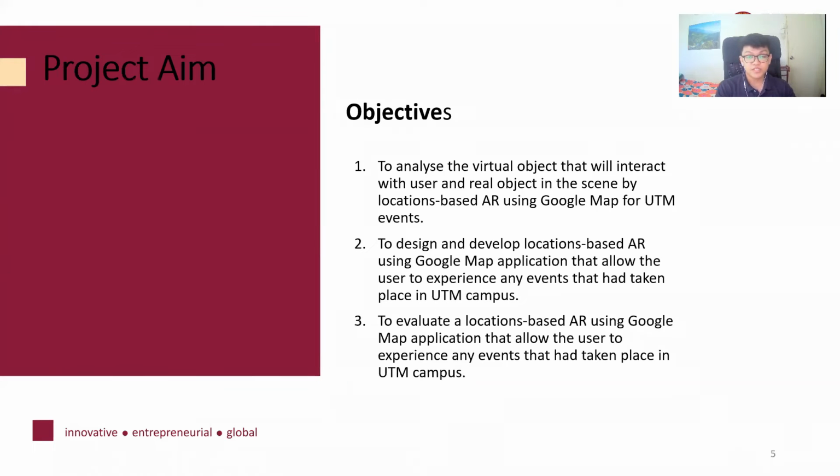So the objectives of this project. The first one is to analyze the virtual object that will interact with the user and real objects in the scene by location-based AR using Google Map for UTM events. Second, to design and develop a location-based AR using Google Map application that allows the user to experience an event that had taken place in the UTM campus. And the third one is to evaluate the location-based AR using Google Map application that allows the user to experience an event that had taken place in the UTM campus.